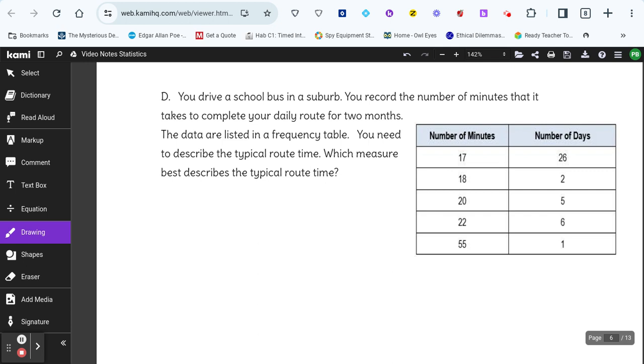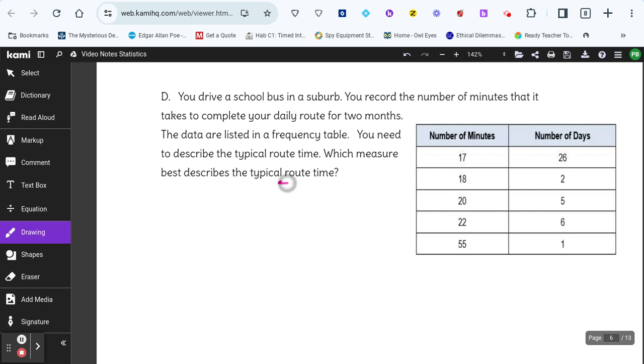You drive a school bus in a suburb. You record the number of minutes that it takes to complete your daily route for 2 months. The data are listed in a frequency table. You need to describe the typical route time and then which measure best describes a typical route time. Okay, so I'm going to find the typical route time. I'm going to see if I should really use the mean, median, or the mode.